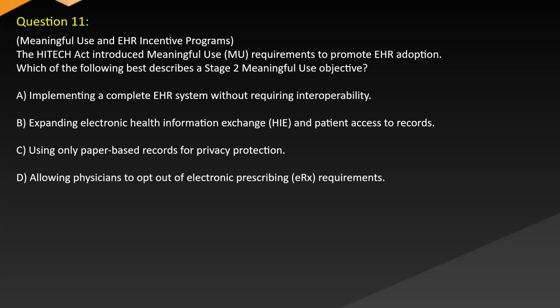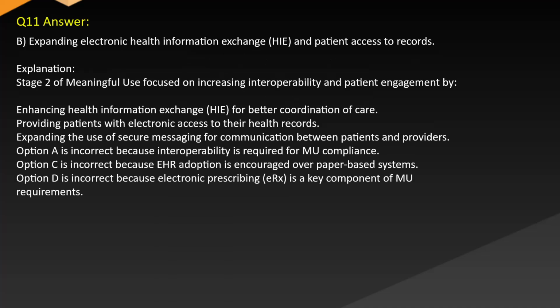B. Expanding electronic health information exchange and patient access to records. C. Using only paper-based records for privacy protection. D. Allowing physicians to opt out of electronic prescribing requirements. Answer: B. Expanding electronic health information exchange and patient access to records.